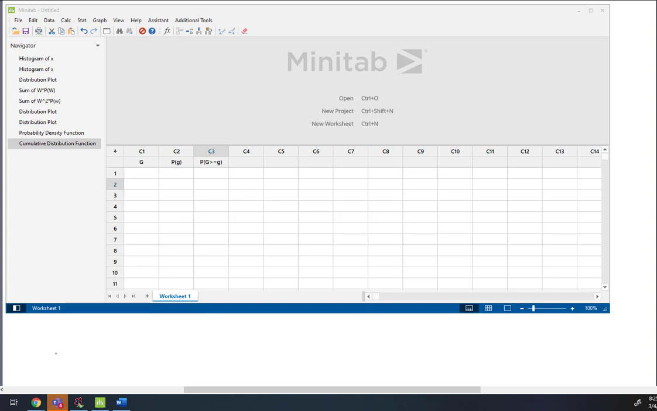So I've started Minitab, and that's on your screen right now. We're going to look at a probability distribution that is binomial, and we're going to work a series of problems out of the textbook that concern Gregor Mendel's experiments with peas.